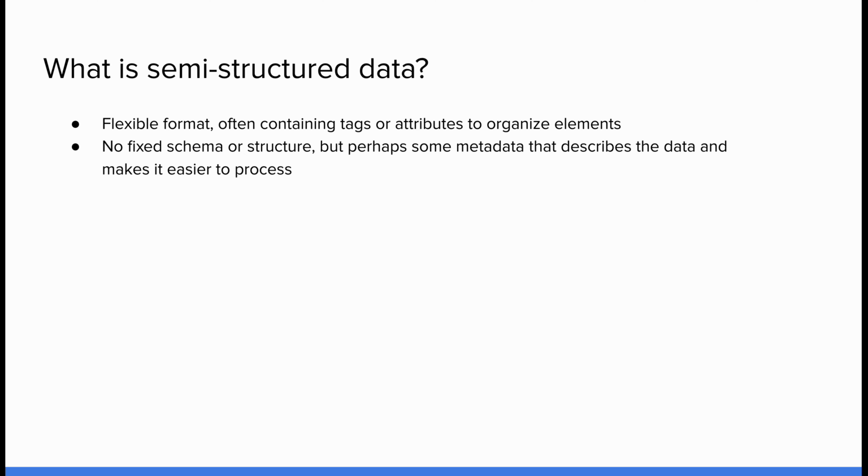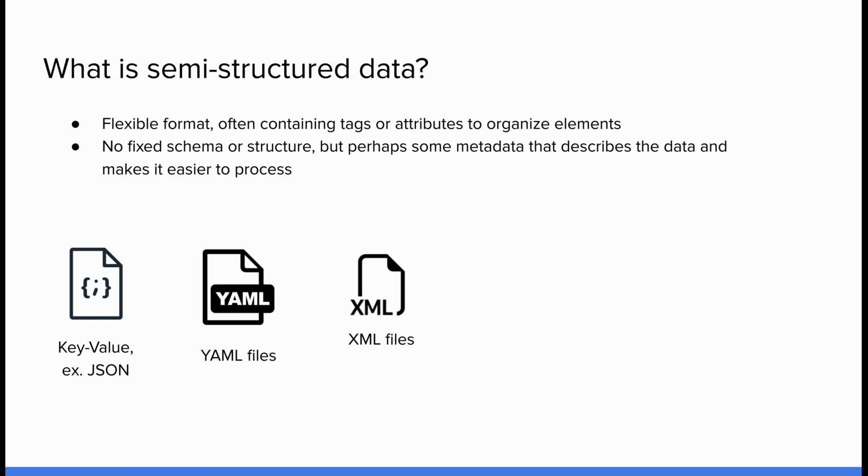Let's look at a few examples. Key value formats like JSON are common examples of semi-structured data. The flexibility of key value pairs allows for capturing diverse types of data while maintaining some level of organization. YAML and XML files are other examples. Both provide ways to add structure through tags, which makes the data easier to interpret and process.